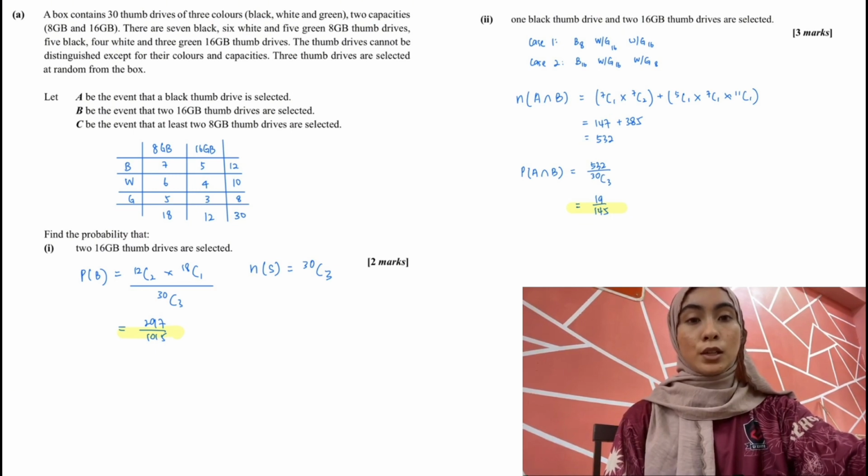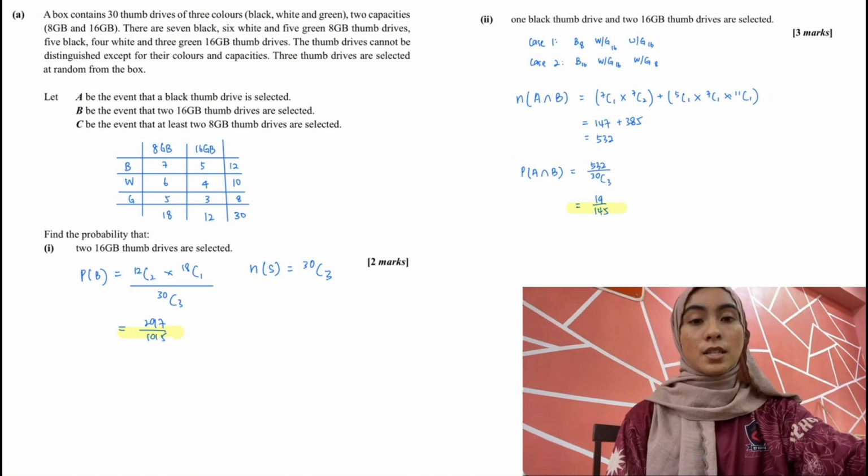For the first question, two 16 GB thumb drives are selected, so 12C2 times 18C1, where 12 is the total number of 16 GB thumb drives, and we want to select 2, and from 18, the total number of 8 GB thumb drives, we will select 1. Divide by 30C3, which is the total number of ways to select 3 thumb drives. Thus, we will get 297 over 1015.